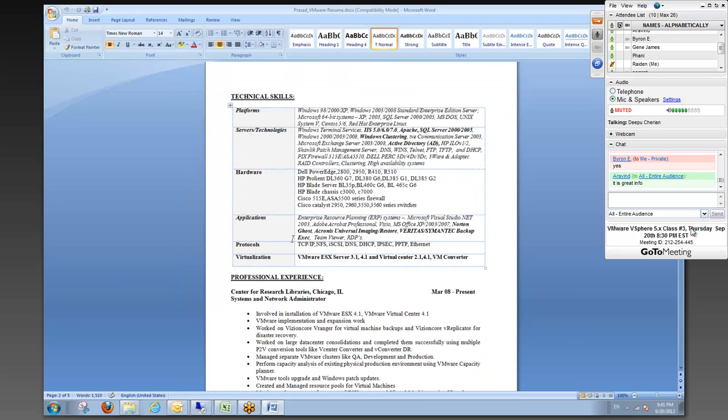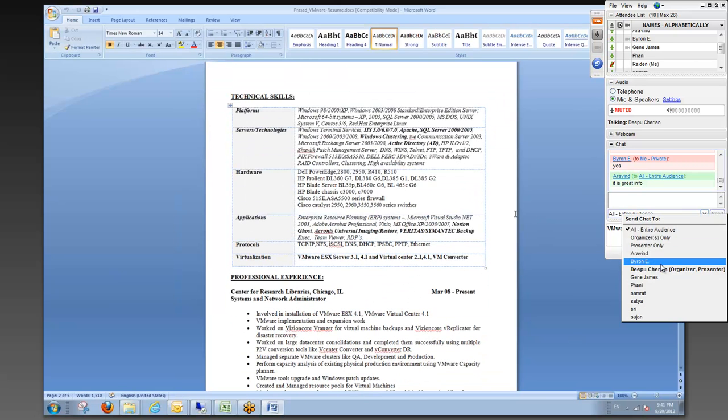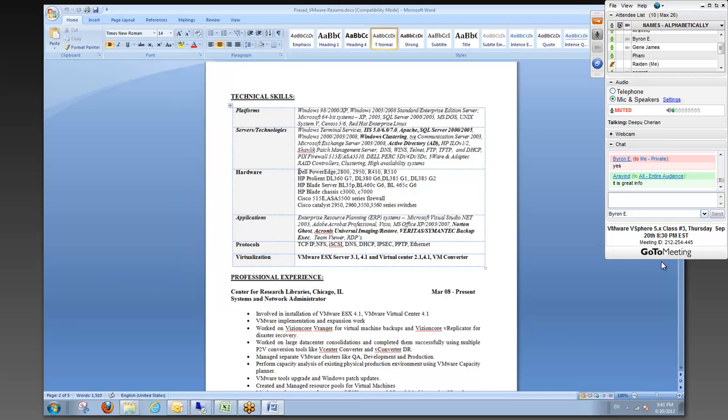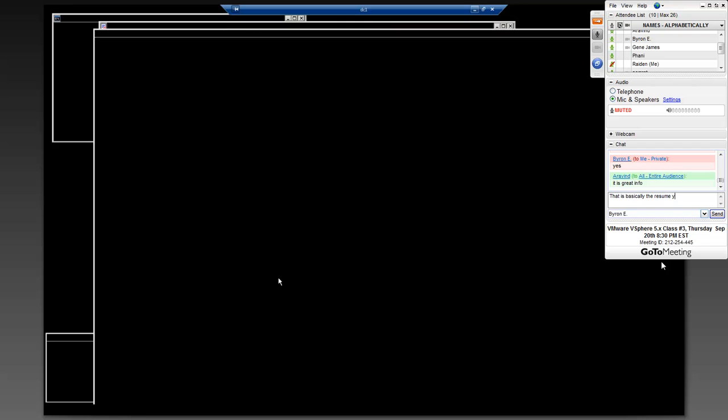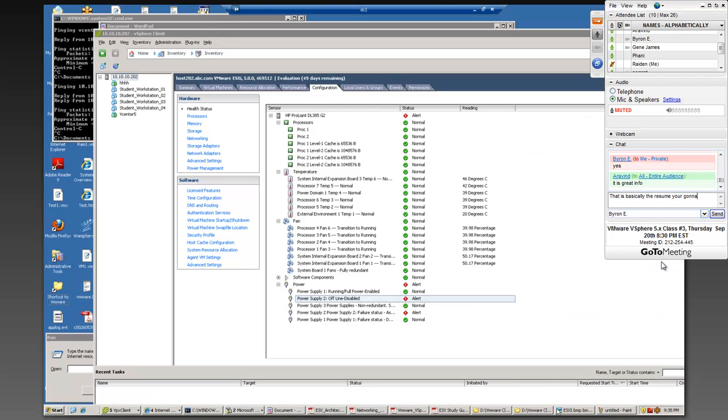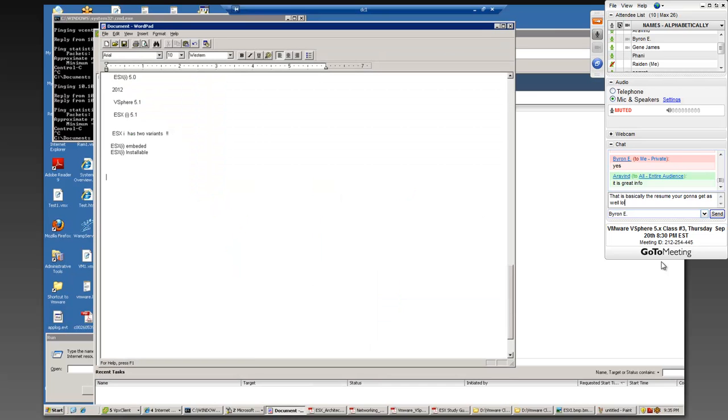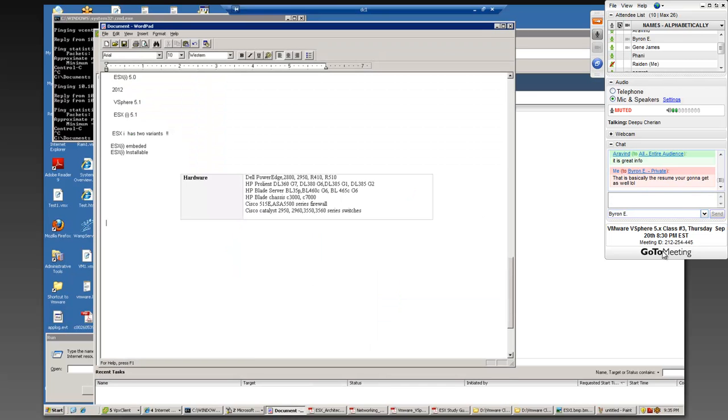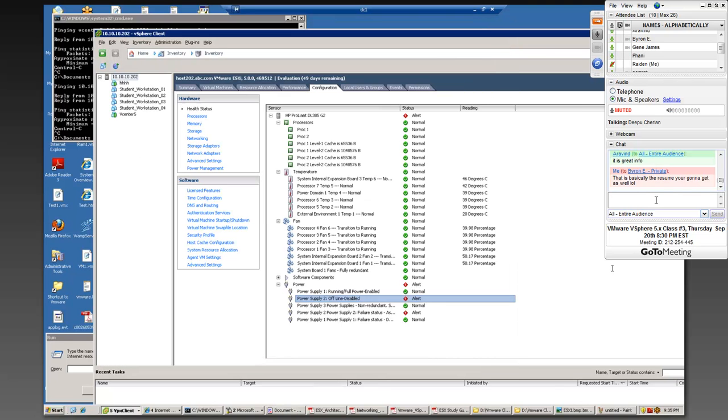Okay, this is one of my students' resumes. In that resume, he is talking about hardware, all this hardware. Dell PowerEdge 2800, 2900. If that's the case, let me ask you guys a question.